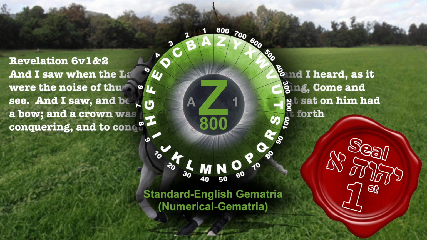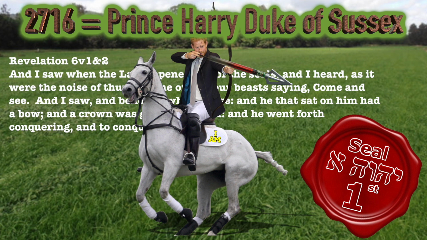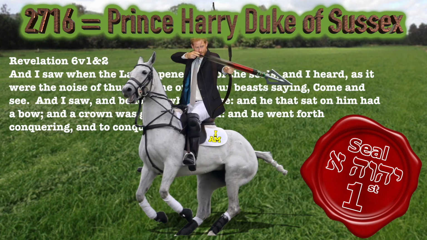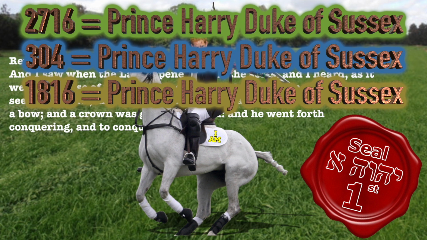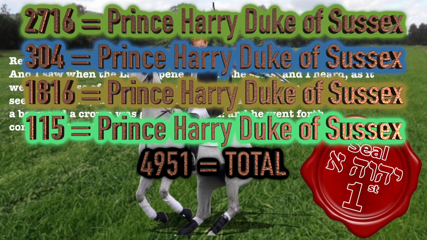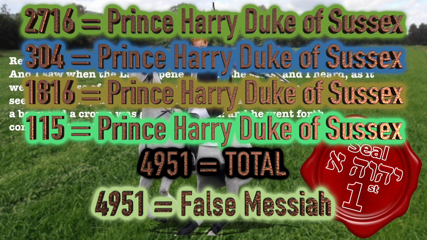Using Standard English Gematria, Prince Harry, Duke of Sussex equals 2716. And using Ordinal English Gematria, it equals 304. And using Jewish Old English Gematria, it equals 1816. And using Latin Gematria, it equals 115. If we total these numbers together, we get 4,951. Amazingly, using Cardinal Standard English Gematria, False Messiah also equals 4,951.